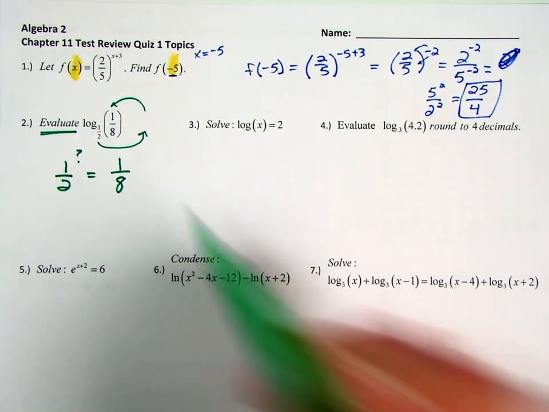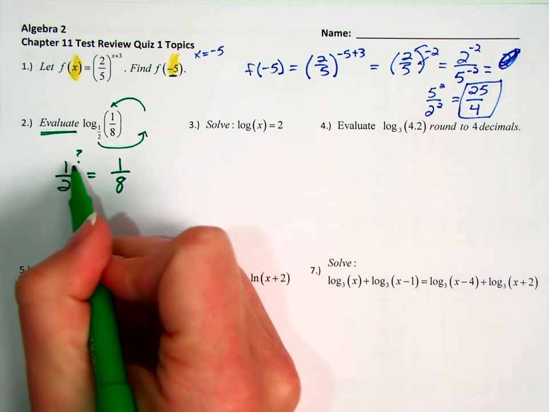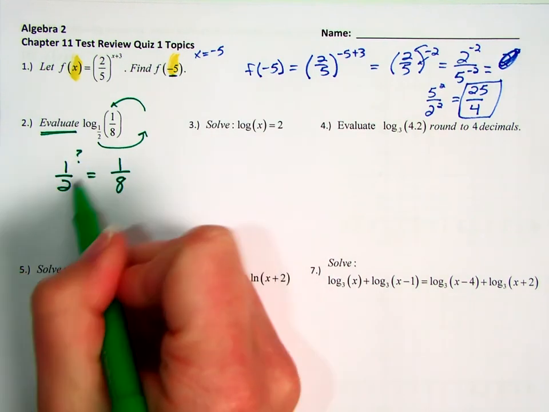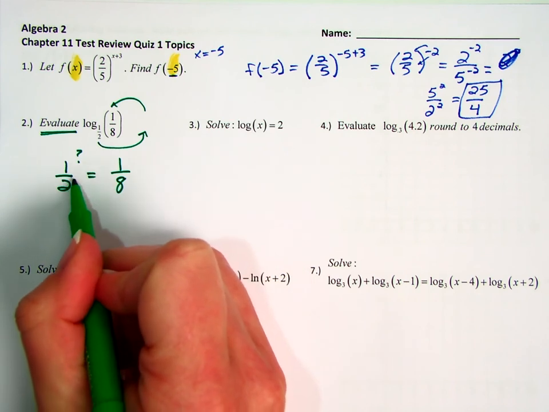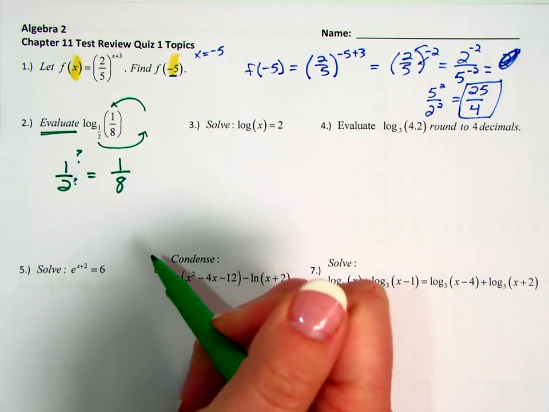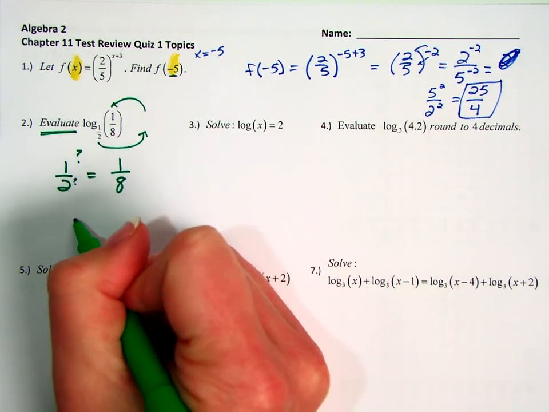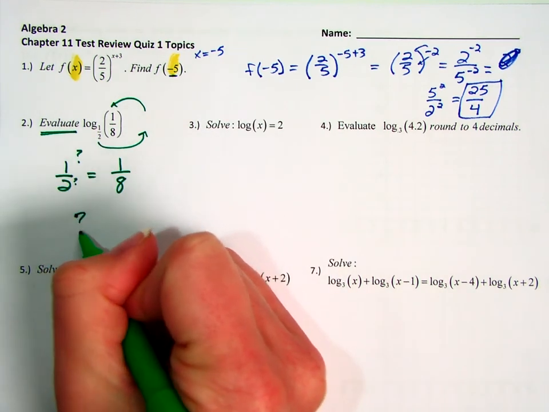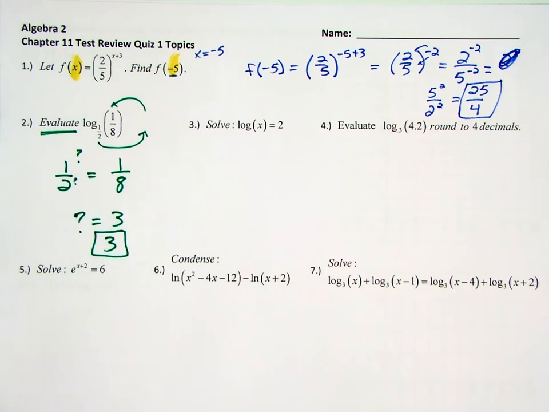Well, normally we would try to change these bases to be the same. And I would really think about this as, well, right now the numerators are the same, so how do I get my 2 to become an 8? In other words, 2 to what power would give me 8? Well, 2 times 2 is 4, times 2 is 8, so that would really be a 3. So 3 is your final answer for number 2.